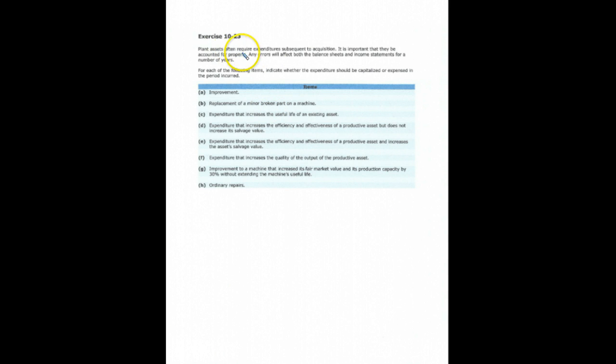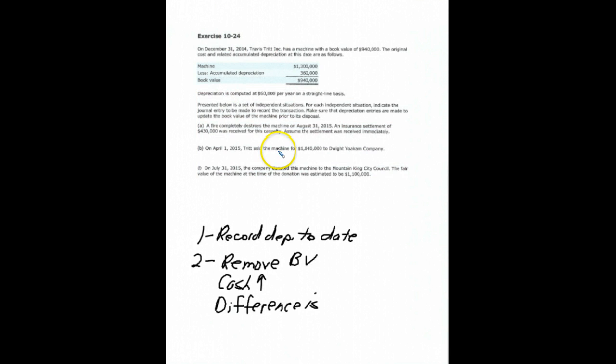Okay, so on exercise 23, I'm not going to go through all of it, but you're just deciding whether to capitalize or expense. For the first one, we'd recognize an improvement is going to have long-term benefit. We would capitalize that. Okay, let's go on to exercise 24.